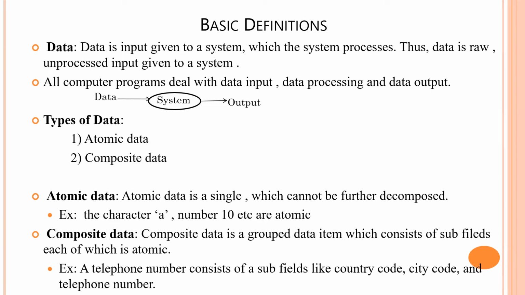Second is composite data. Composite data is a grouped data item which consists of subfields, each of which is atomic. Atomic means what? We have seen earlier that atomic means cannot be divided into subfields. For example, a telephone number consists of subfields like country code, city code, and telephone number. So, all together it forms composite data, and the country code further cannot be divided into any parts.